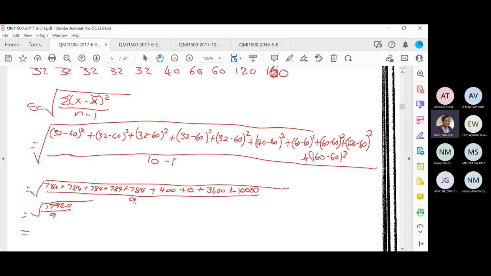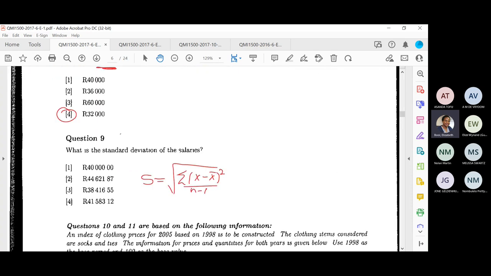I'm also going to show you shortcuts. For those who don't know how to use your calculator, you can do it manually like I'm doing it, and you can see how time consuming this is. So we take this and divide by 9, and we get the square root of 1991.1111, with lots of repeated ones. We need to take the square root of that answer, and the square root equals 44.62. So let's see if we get the same answer.